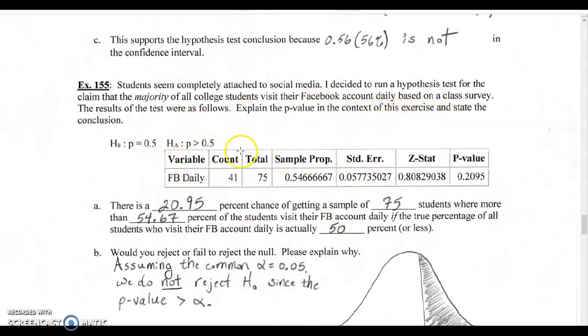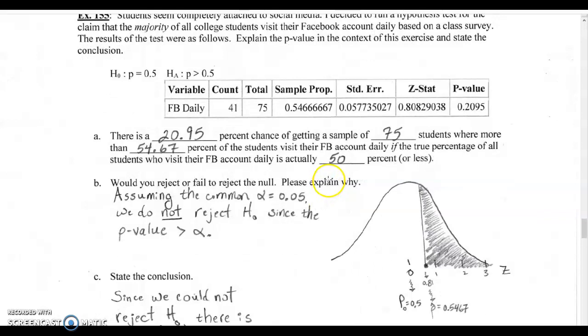So I just want to try to drive home the idea of a p-value and how we make conclusions based on concluding a hypothesis test. So the null is that p is equal to 0.5. Remember, that's always an equal sign. Technically, it's 0.5 or less because we want to show alternatively that p is greater than 0.5. In other words, I'm trying to test for majority. I believe that a majority of all college students visit their Facebook account daily.